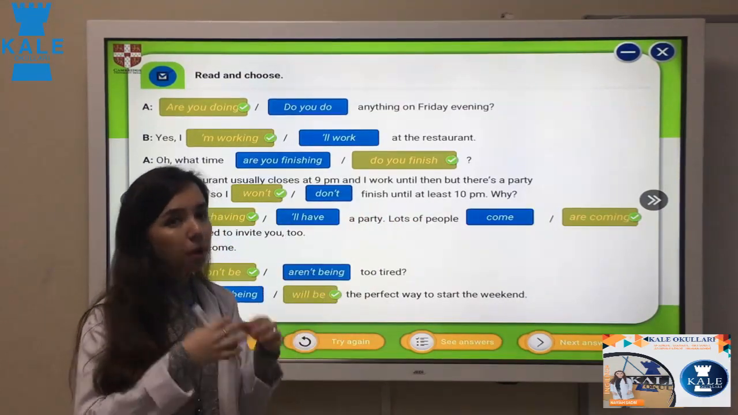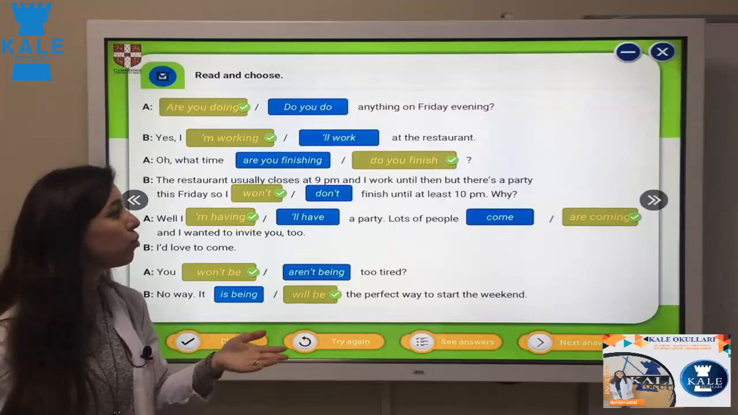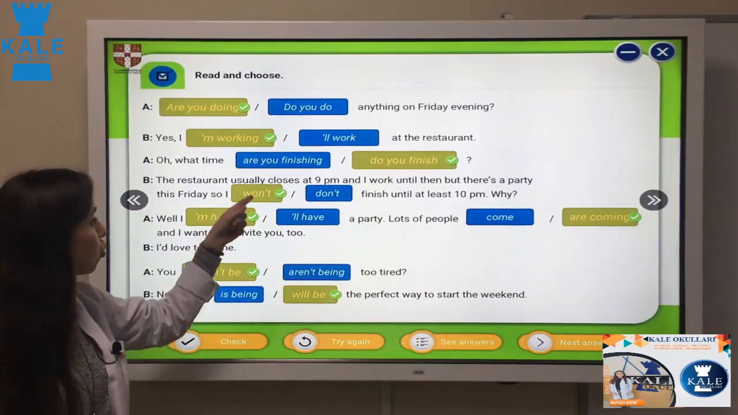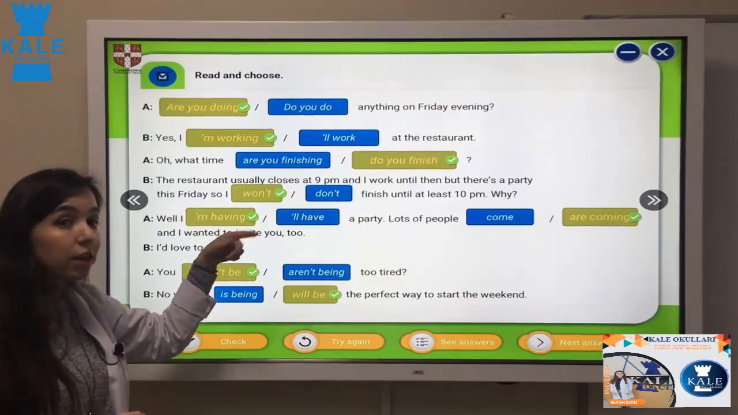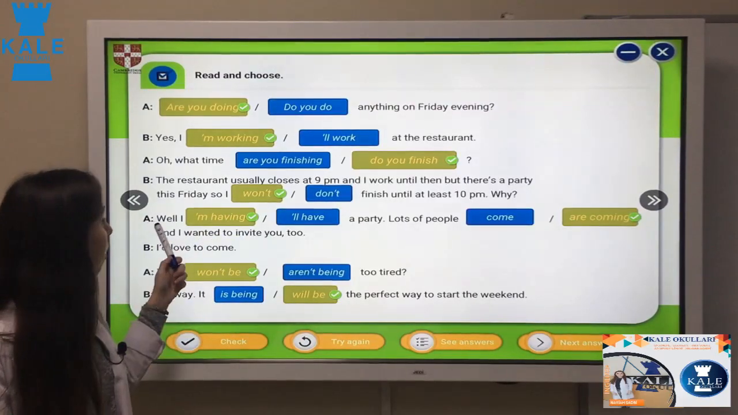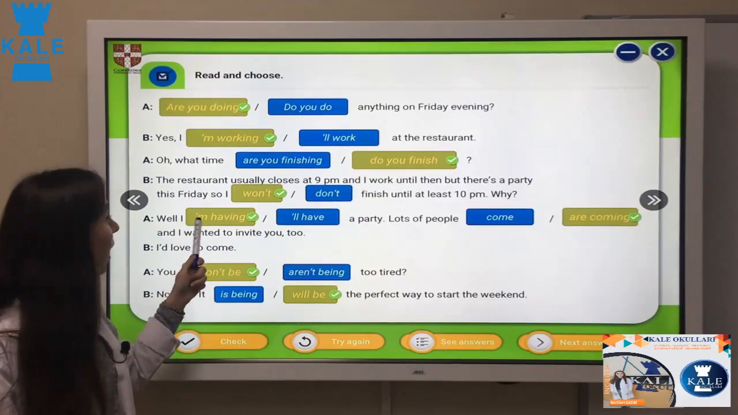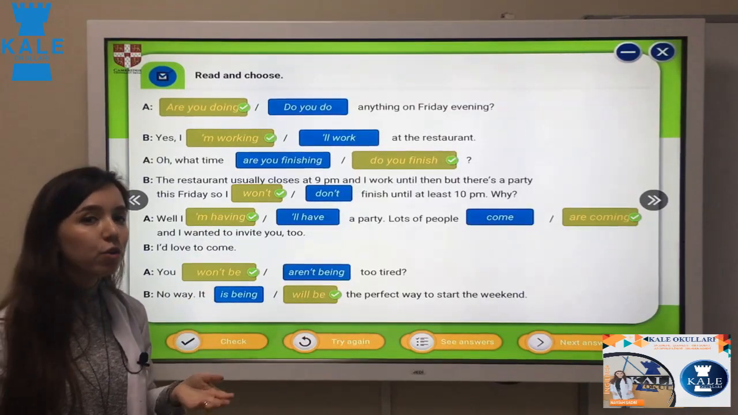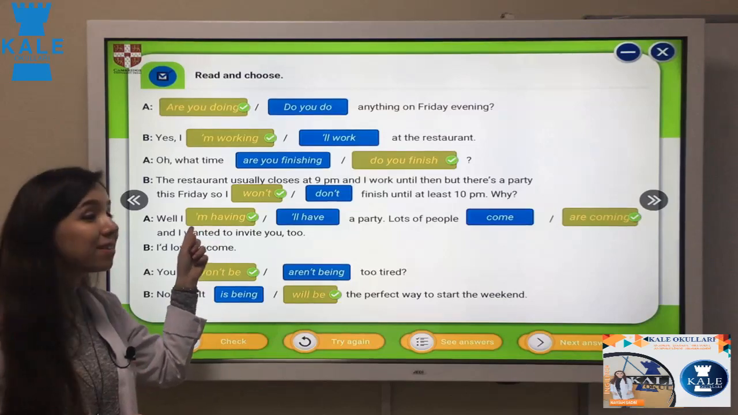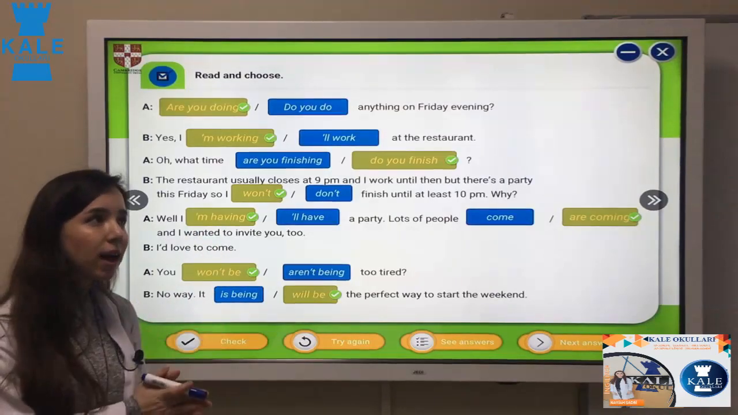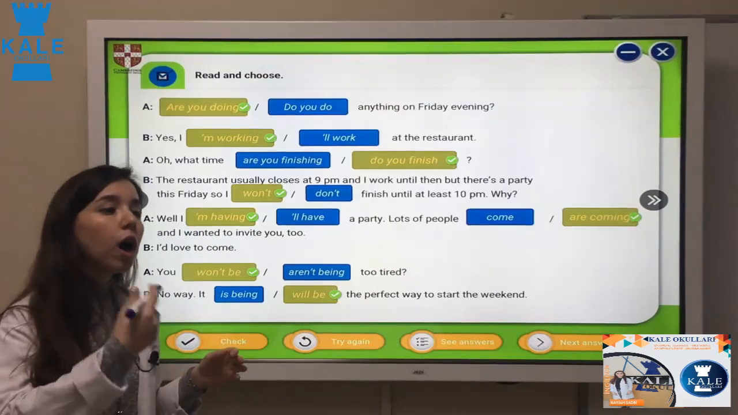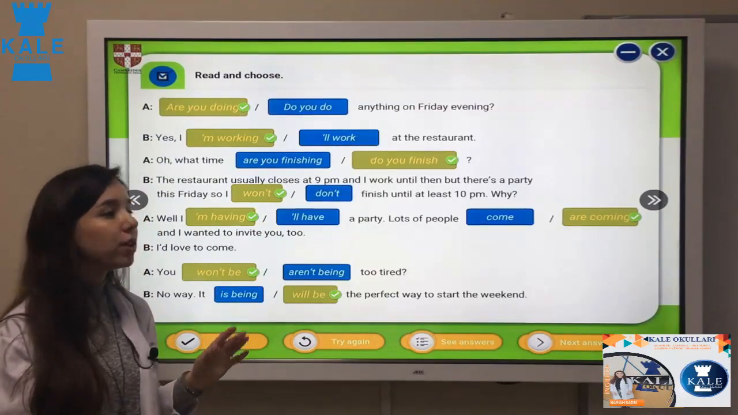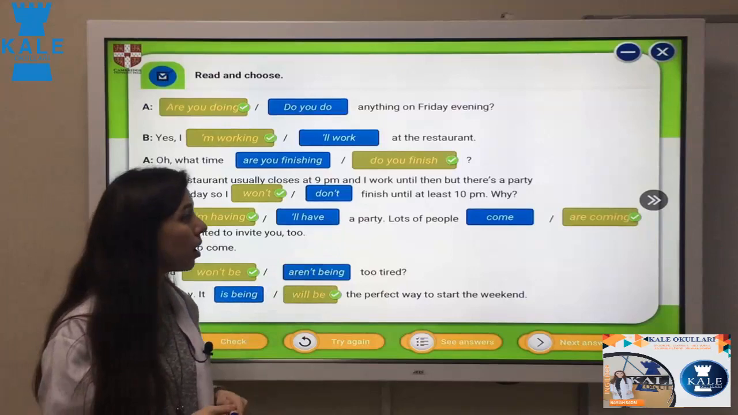I predict. Maybe I'm going to finish, maybe at 8 o'clock, 9 o'clock. But now I'm not sure. So we use won't here for the negative form of it. Well, I'm having a party. I am having a party. Present continuous. Why do we use present continuous again here? Because it's an arrangement. I decided it, finished. Now I know I am having it. Everything is finished, yes? I'm just waiting for that day. So I'm having a party.